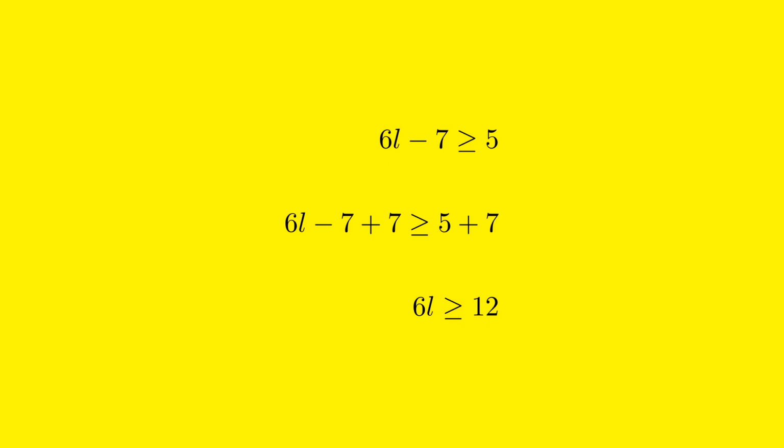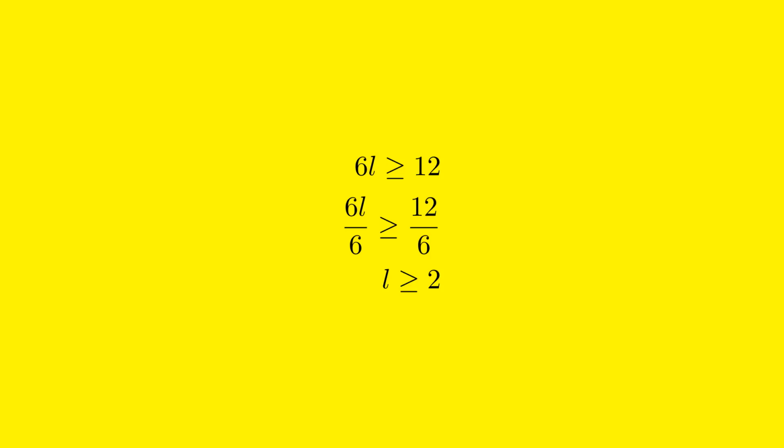In summary, by adding 7 to both sides, we have changed the inequality from 6l minus 7 greater than or equal to 5 to 6l greater than or equal to 12. This prepares us to further isolate L in the next step.